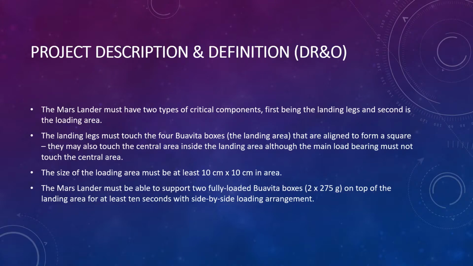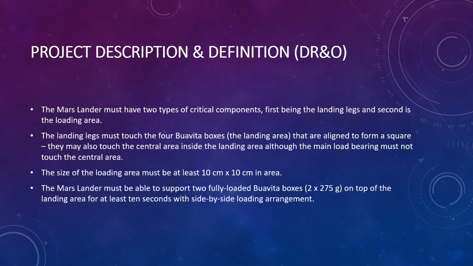Our Mars lander must have two types of critical components, first being the landing legs and second is the loading area. The landing legs must touch the four buoy feet apex that are aligned to form a square. They may also touch the central area inside the landing area, although the main load bearing must not touch the central area. The size of the loading area must be at least 10 times 10 centimeters in area.